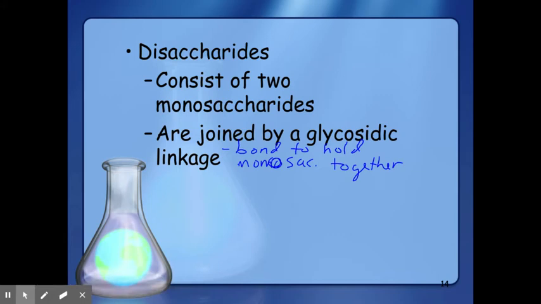A disaccharide would be 2 monosaccharides put together. So if we had glucose, it would maybe look like this bonded to this. Okay, and that would be 2 ring structures bonded together. Now, what is that bond? It is called a glycosidic linkage. Pretty sure that's in your reading guide. So the bond between 2 monosaccharides would be called a glycosidic linkage.